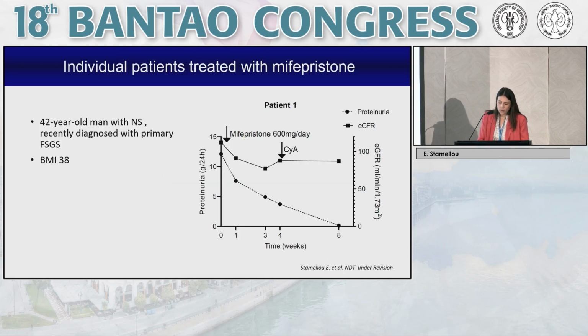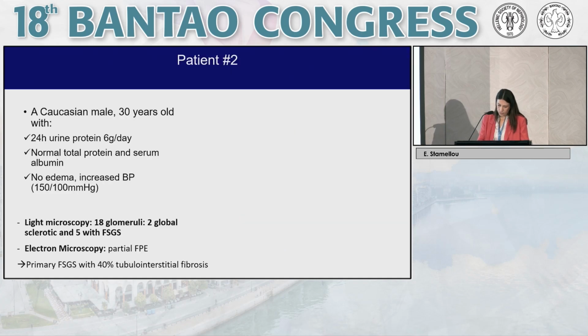Then in Aachen, we also treated 3 patients with mifepristone. I will only show you one patient. It was a 42-year-old man with nephrotic syndrome, recently diagnosed with primary FSGS due to obesity, with a BMI of 38. Corticosteroid therapy was not considered, so we started with mifepristone, and already after 4 weeks proteinuria reduced from 12 to 4 grams. Then we also added cyclosporine, and in 1 month with dual therapy with cyclosporine and mifepristone, he had a full remission of the proteinuria.